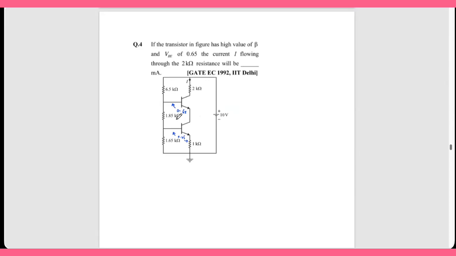Now, this voltage is 10, high value of beta, so you can neglect IB both ways. So what will be this voltage? This 10, 1.85 plus 1.65 is how much?